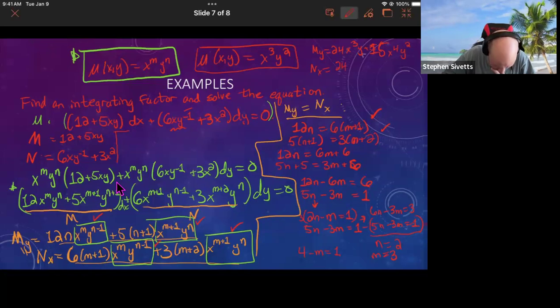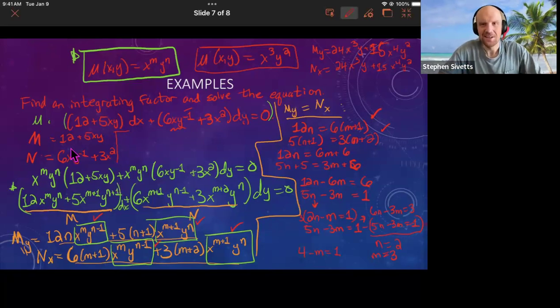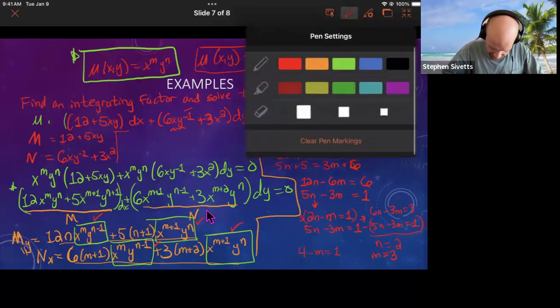24 x cubed times y. Y was 2. 3 times 5, that's 15. That looks good. That's the 4th y squared. So yes, I do get the same function. Nice. Great. All right. So now from here, all you have to do is just take, that's the hard part.